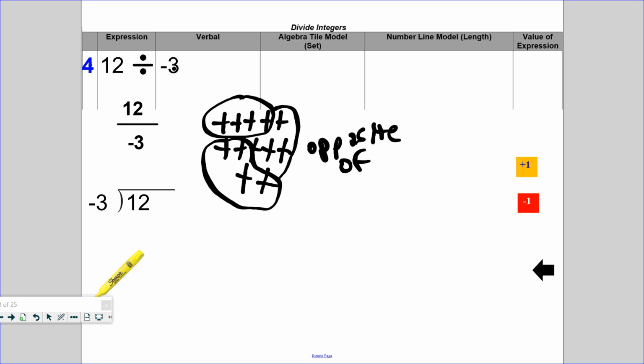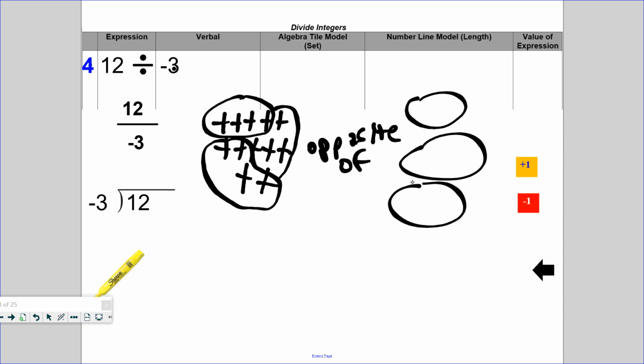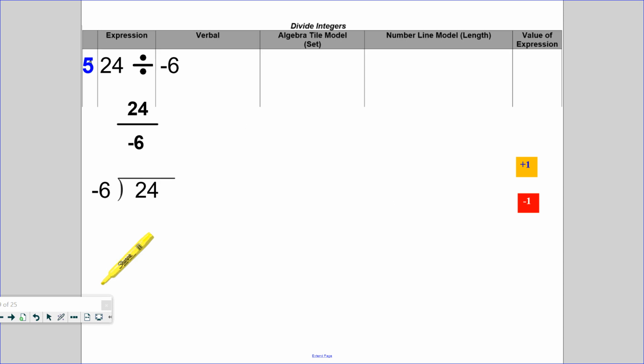So what is the opposite of this? Opposite of 4 positives, 4 negatives in each group. So the value of the expression will be negative 4. Think of it as 12 divided by 3 is 4. What's the opposite of it? Negative 4. Let's try another example.